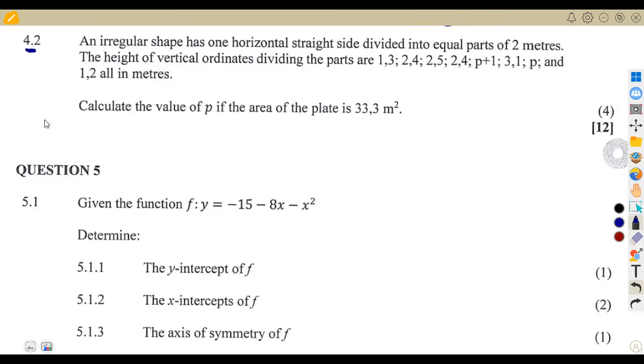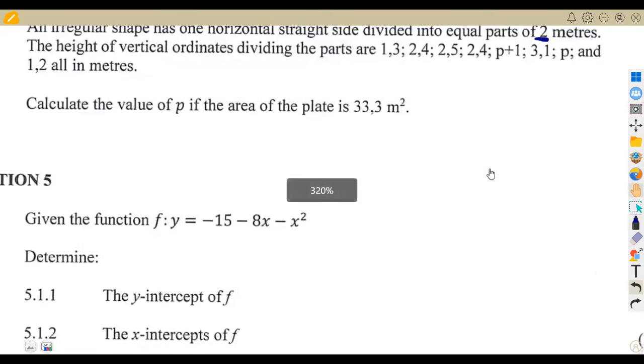4.2, we are given an irregular shape with one horizontal straight side divided into two equal parts of 2 meters. So that is the distance between the points and the height of the ordinates. Take note, these are our ordinates in this case.